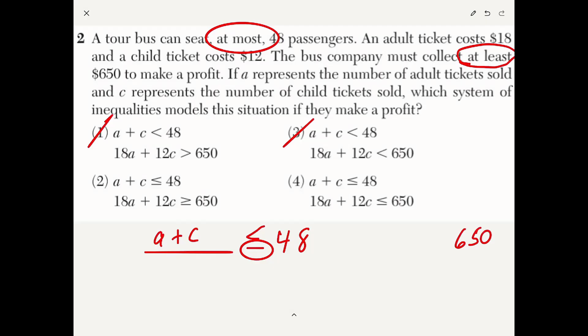So $650, $649 won't work. $600 won't work. $630 won't work. $650 will work. $651 will definitely work. $6,000 will definitely work. So anything equal to $650 or greater will work. So which one of these inequalities, 2 or 4, says that? So basically you're saying once we get all the money, it has to be equal to $650 or greater than $650. It's this one, not this one.